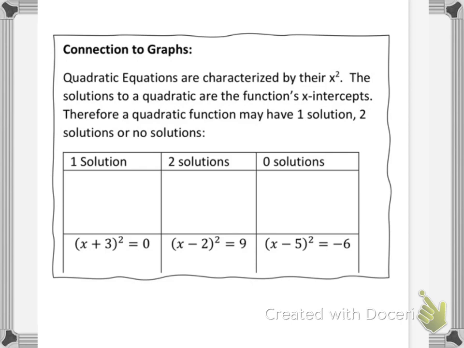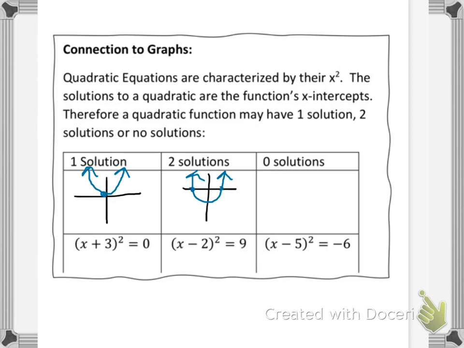So if it has one solution, if this is our graph, I'll do this in a different color so you can see. It's going to look like a U, and it's just going to hit the x-axis at that one point, okay? And then if we have two solutions, then we'll have a graph that's going to go through the x-axis twice, just like that. So then we have 1, 2 solutions.